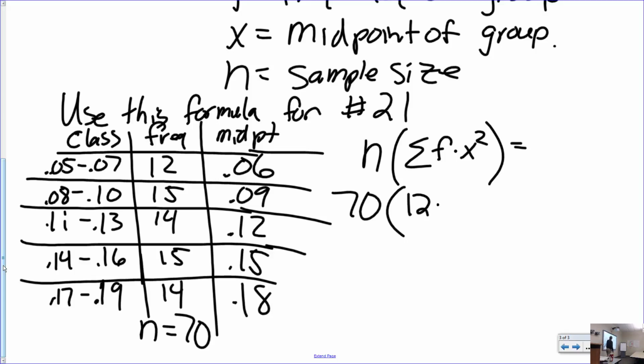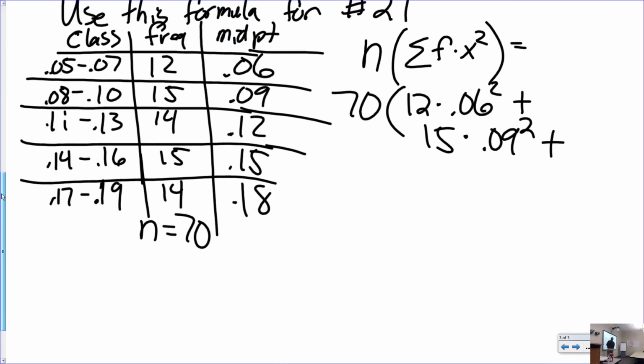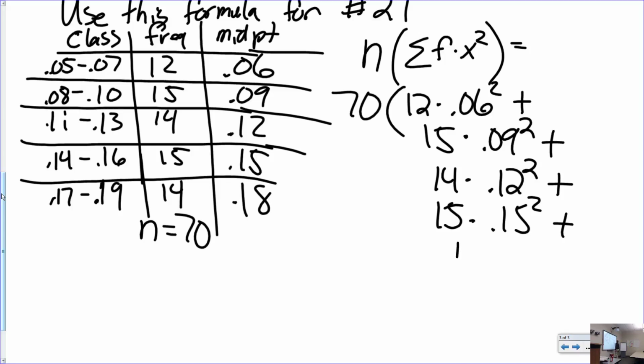So the frequency F, 12, times 0.06 squared plus. Do that for every row, right? So 15 times 0.09 squared plus. That's what that symbology means, okay? See? 14 times 0.12 squared plus 15 times 0.15 squared plus 14 times 0.18 squared. Close those parentheses. Whatever you get multiplied by 70, that's the first term of the numerator in your square root.